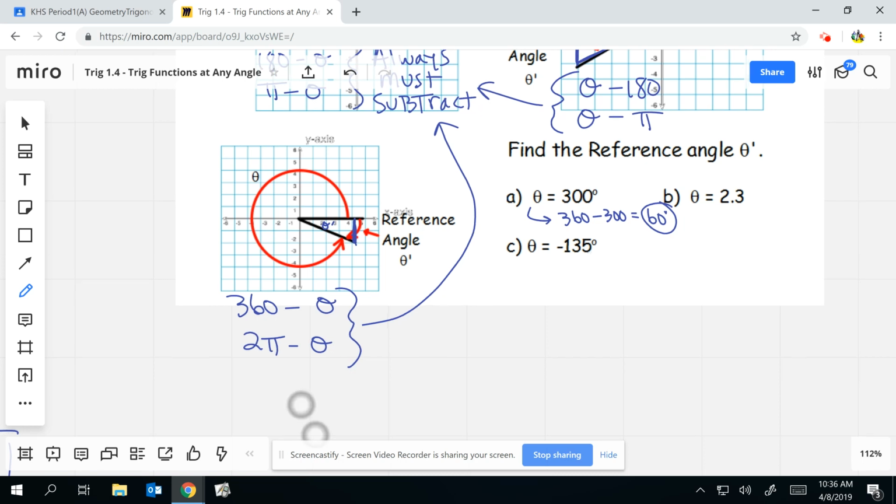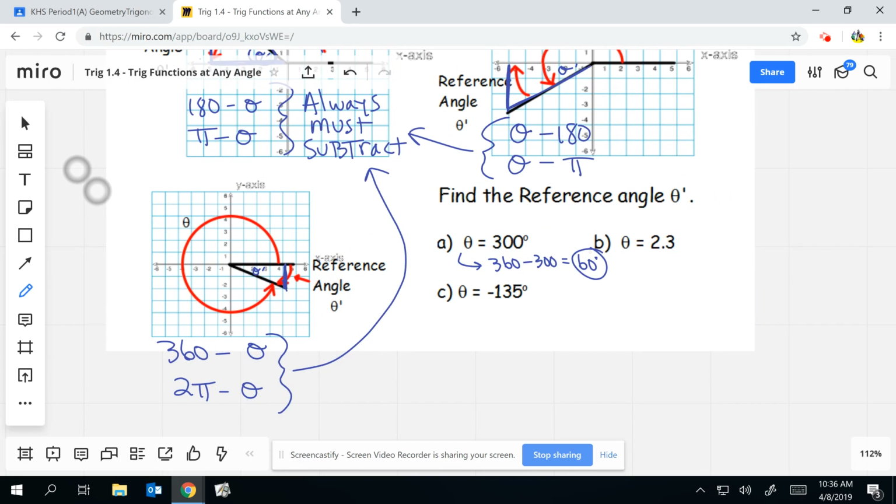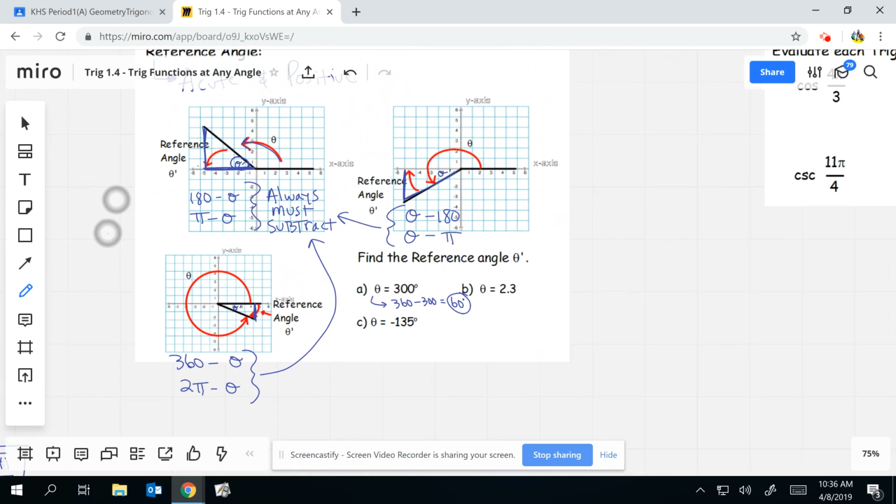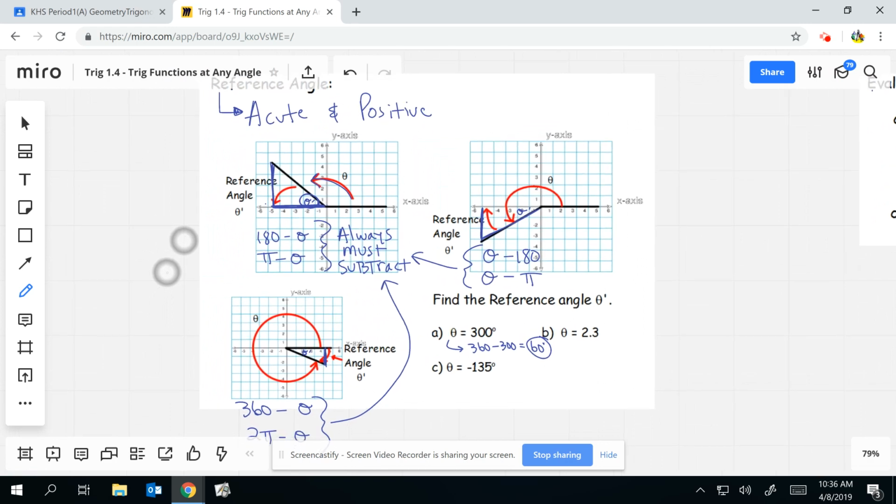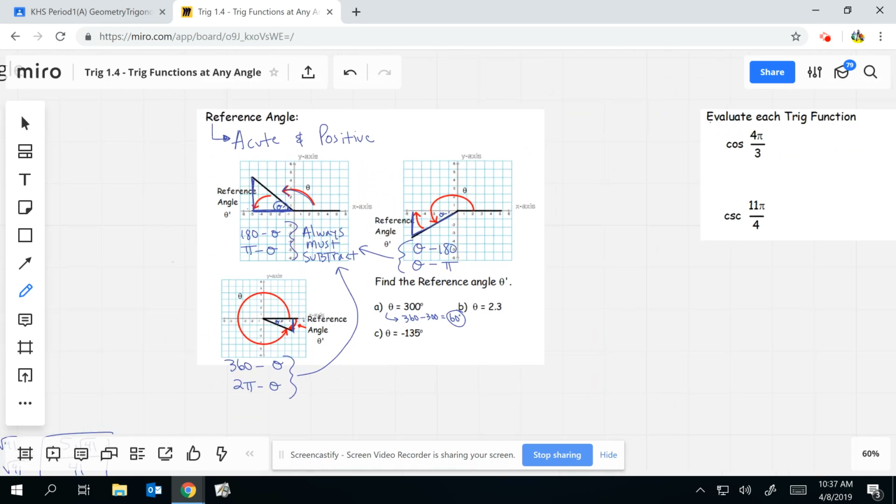Letter B, 2.3. Where is 2.3 located? 2.3. Where would that be located? Not first quadrant. It's not degrees. It does not say degrees. It's 2.3 radians. Remember, 1 radian is about 60 degrees, or 57.3.